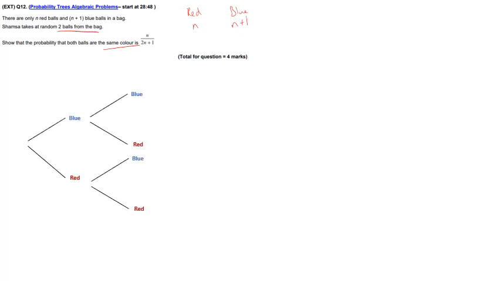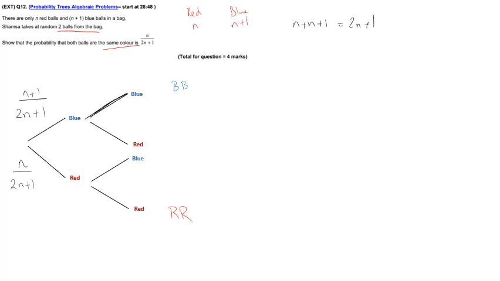So thinking about our tree diagram, let's fill in the bits that we need. Both the same colour would be at the end of this branch here, because you'd pick blue blue, and this branch here, you'd pick red red. So let's only fill in the probabilities of those ones. At the start, the probability of picking a blue: there are n plus 1 blue balls, and the total number of balls in the bag is n plus 1 plus n, which is 2n plus 1. And the probability of picking a red, well how many reds are there? There's n reds out of 2n plus 1.